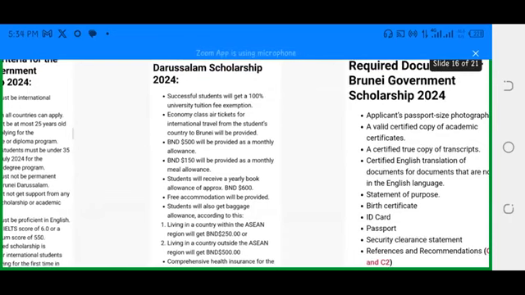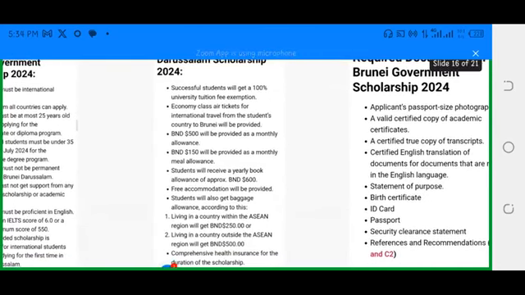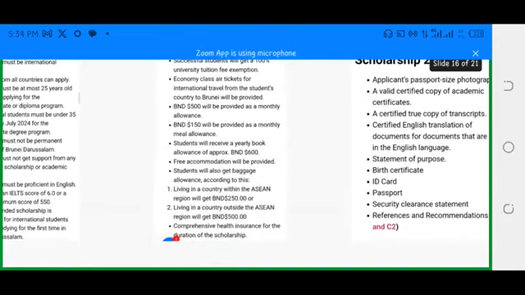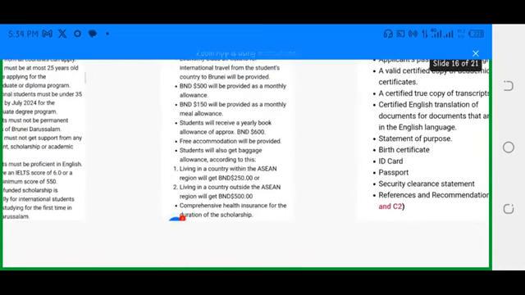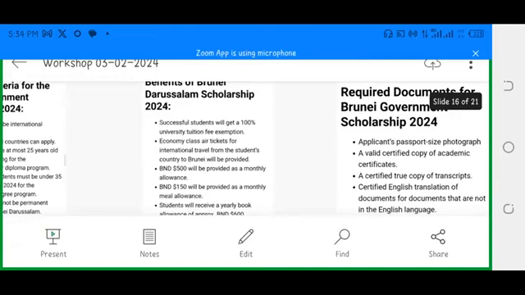Somebody was asking me, if the scholarship is fully funded, will you have to pay for traveling too? These kinds of clarifications make it clear: economy class tickets for international travel from the student's country to Brunei will be provided. And then they have the Bruneian dollar, which is 500, just like we stated earlier, which is around 600,000 naira, provided as a monthly meal allowance and monthly allowance too. You also receive a yearly book allowance. All these are the benefits you get from the scholarship.